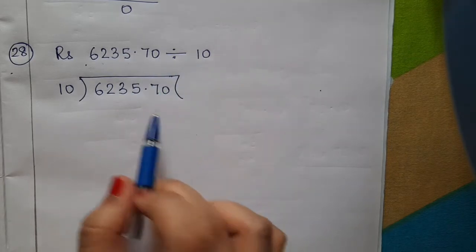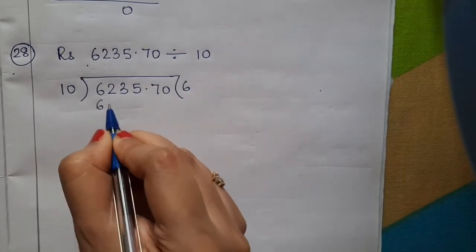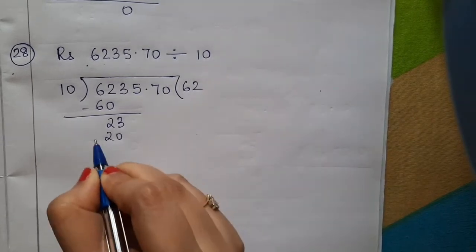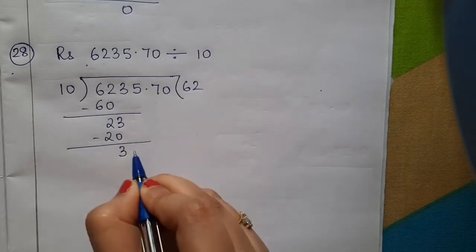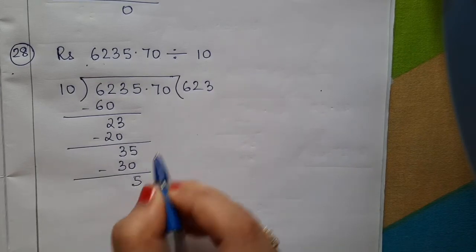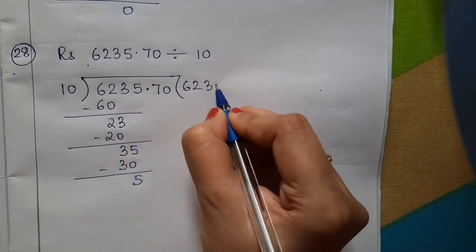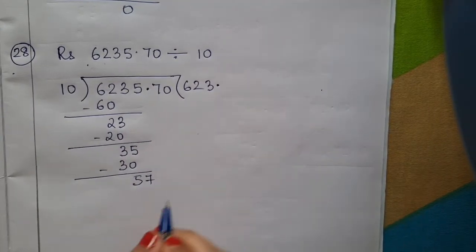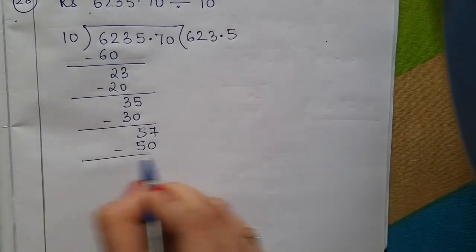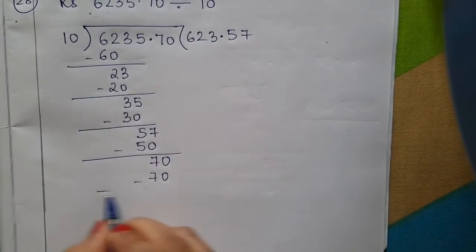6235.70 divided by 10. Now let's solve this question. 10 6s are 60 minus 2, 3. 10 2s are 20 minus 3. This 5 will come down. 10 3s are 30 minus 5. Now this 7 will come down and I see a point here. So what do I have to do? I have to take this point and put a point here. Right? Now bring the 7 down. 10 5s are 50 minus 7, 0. 10 7s are 70 minus 0.